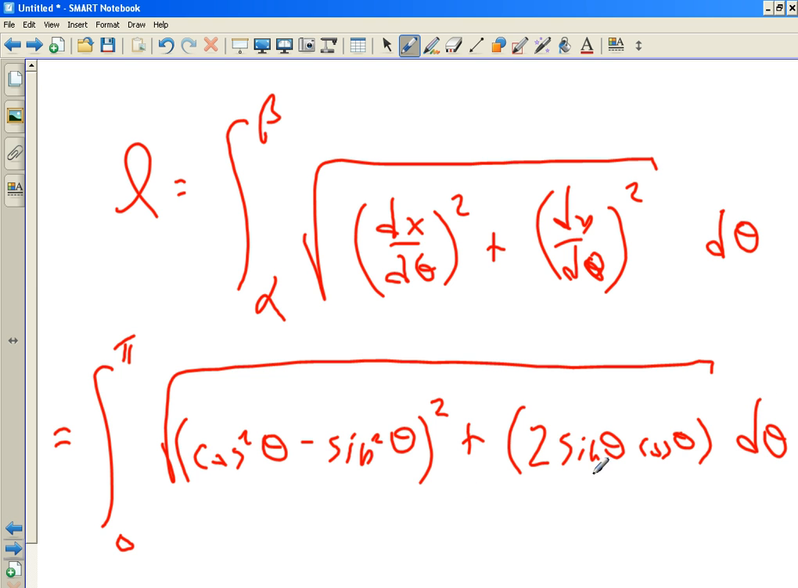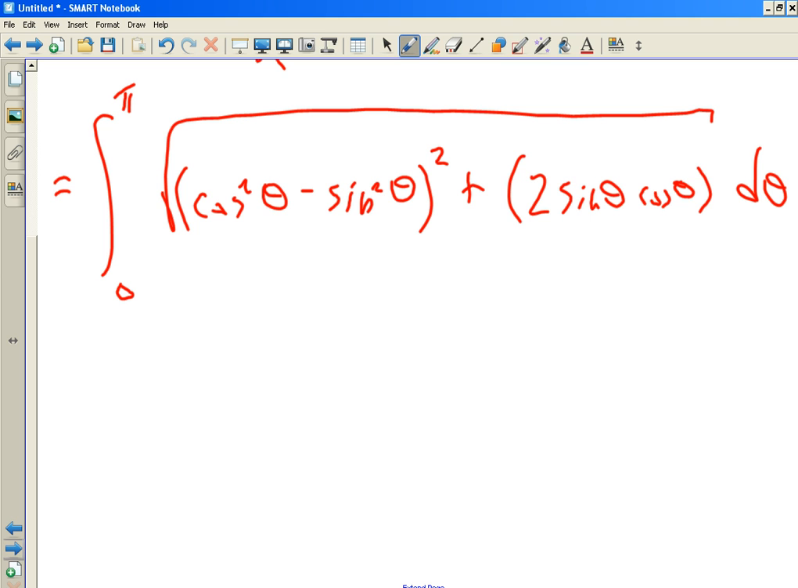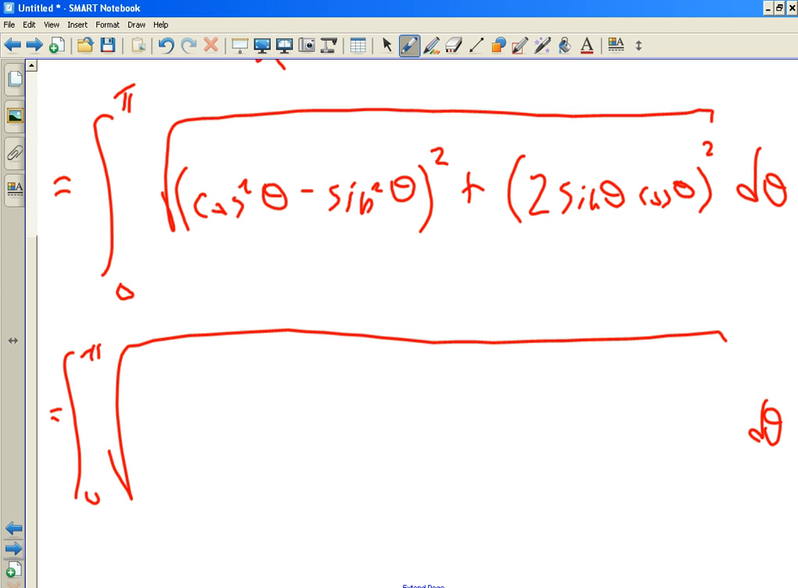And if it's not easy to integrate, we could always get a numerical estimate. But I think this actually simplifies. Are you ready? Here we go. The integral from 0 to pi of humongous radical. Okay, so let's see. Let's square this. When you FOIL this out, if you multiply it by itself, you get cosine squared theta minus sine squared theta times cosine squared theta minus sine squared theta. So what do you get?